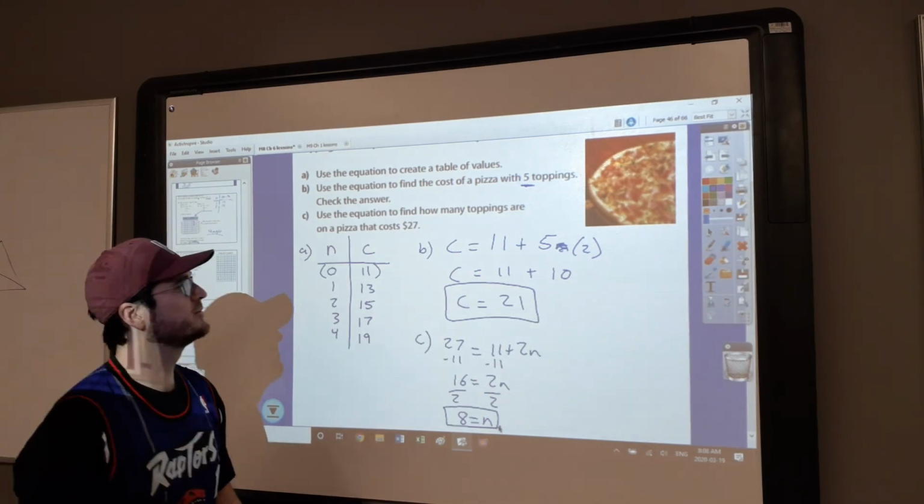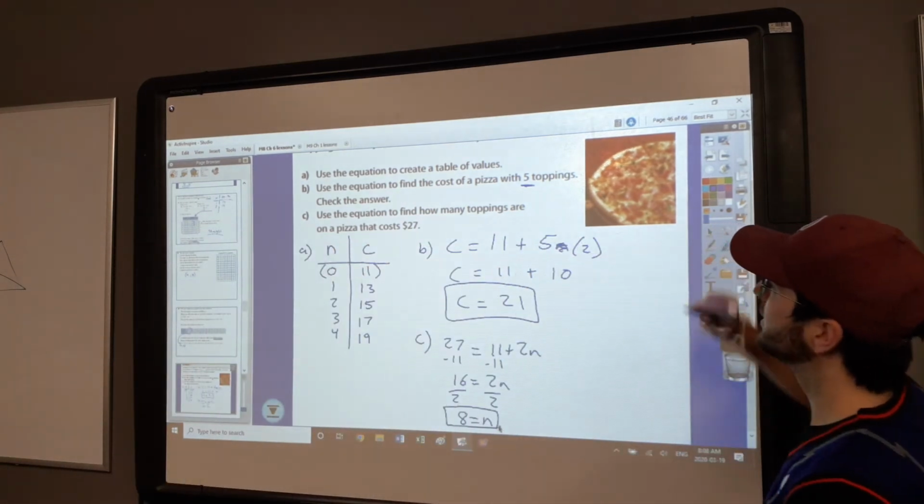Is there even 8 different types of meat you can put on a pizza? I don't know why you put anything else.